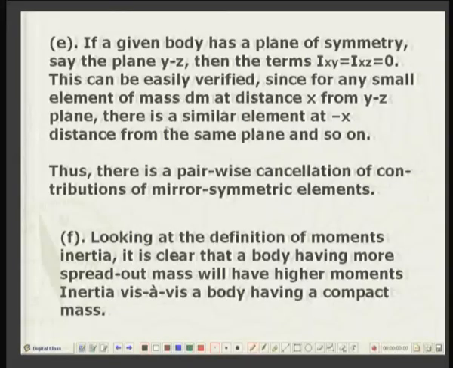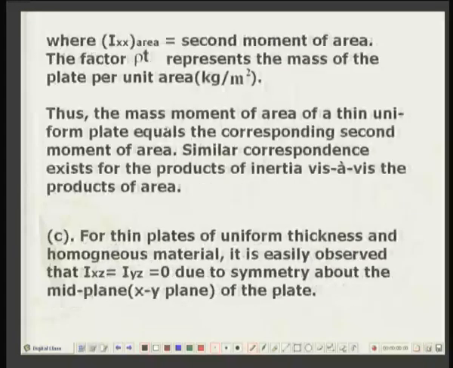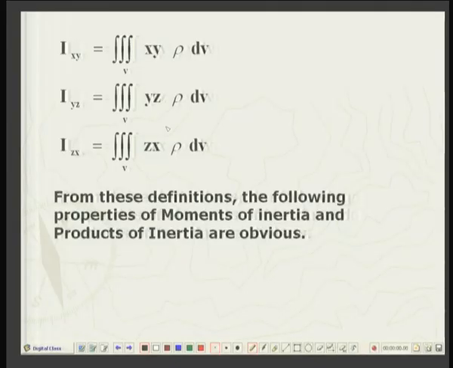Again, if the given body has a plane of symmetry, let us say the YZ plane is a plane of symmetry, then from the definition of the product of inertia terms, if I go back quickly to that definition, if there is an element at a particular distance from that plane, then because of symmetry there will be a corresponding element at the mirror image location.